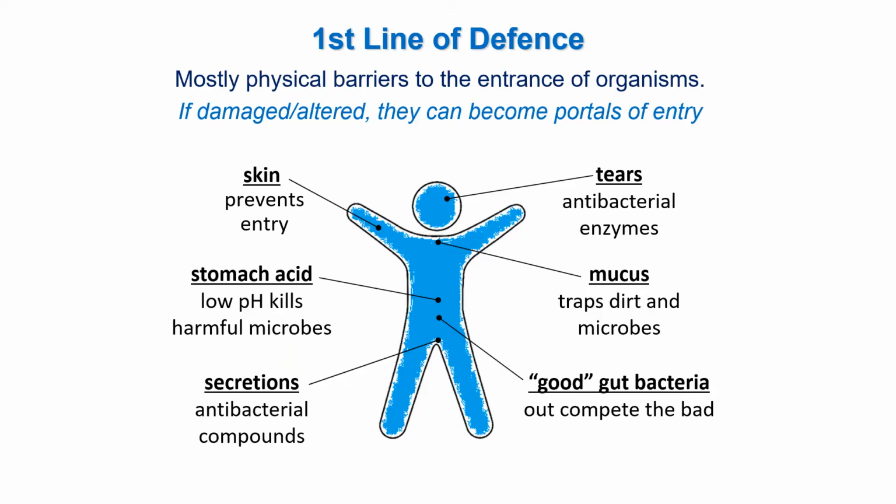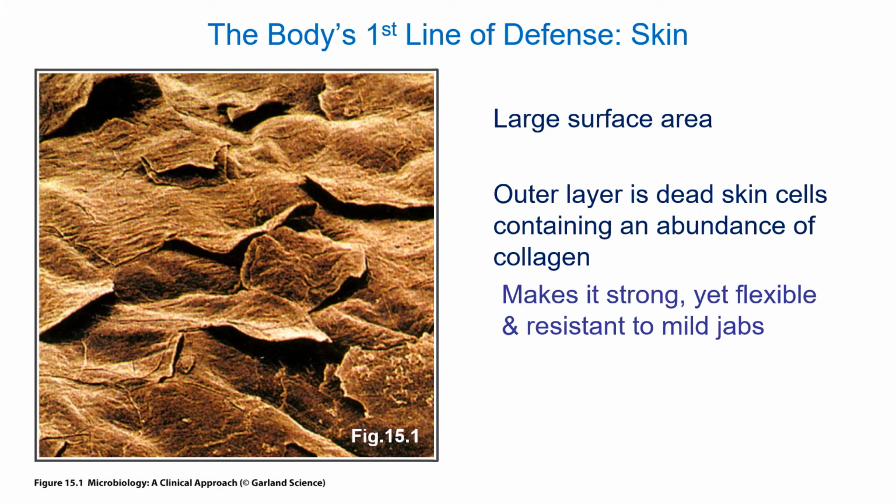So the first line of defense, like I said, we're really talking about mostly the skin and a few other things that are often related to the skin as well. So first thing about the skin, if you think about it, it covers a large part of your body, and so it's very naturally a first line of defense. It is relatively elastic. We have collagen in our skin that makes it kind of bouncy, so it's resistant to mild jabs. If pathogens get past the skin, this can be a portal of entry.